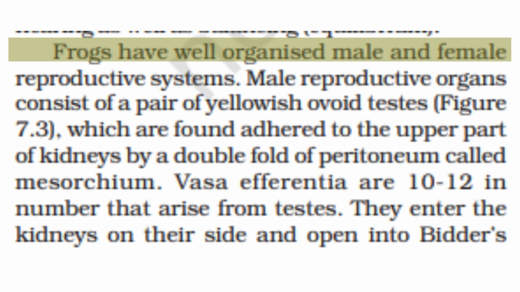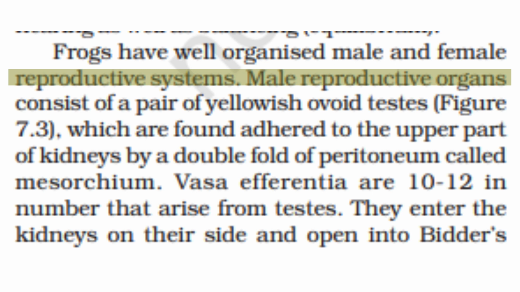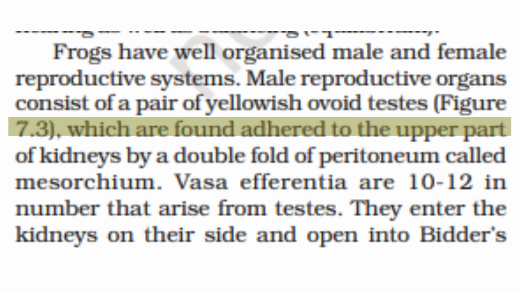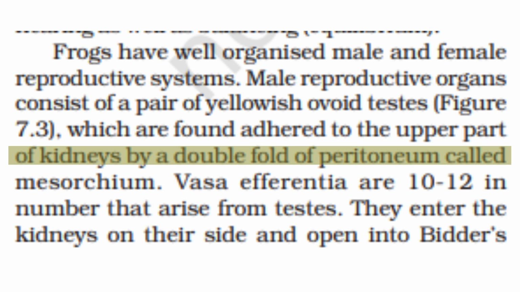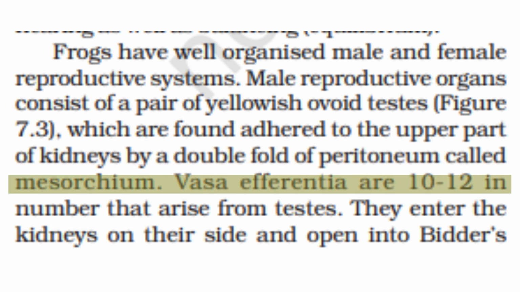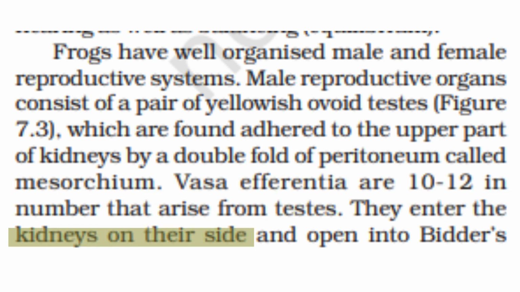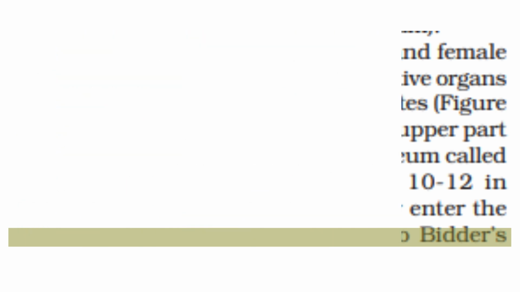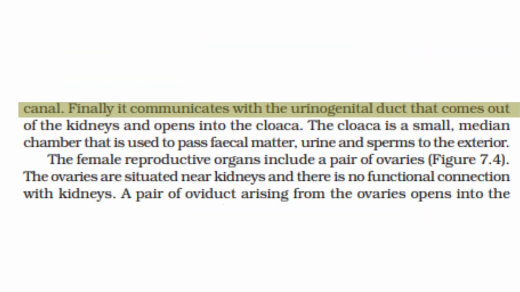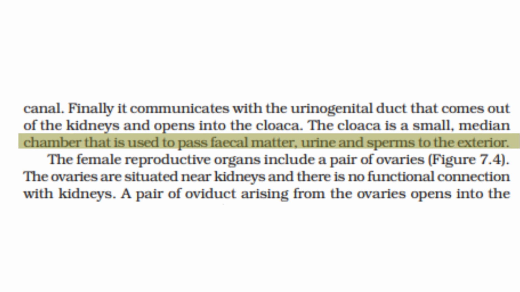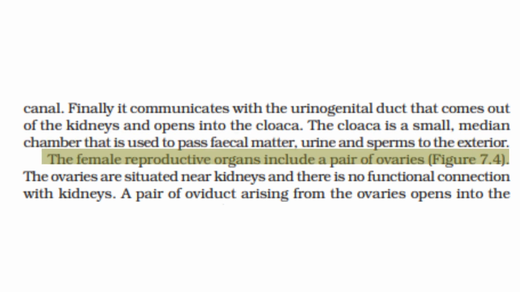Frogs have well organized male and female reproductive systems. Male reproductive organs consist of a pair of yellowish ovoid testes, figure 7.3, which are found adhered to the upper part of the kidneys by a double fold of peritoneum called mesorchium. Vasa efferentia are 10 to 12 in number that arise from testes. They enter the kidneys on their side and open into Bidder's canal. Finally, it communicates with the urinogenital duct that comes out of the kidneys and opens into the cloaca. The cloaca is a small median chamber that is used to pass fecal matter, urine, and sperms to the exterior.